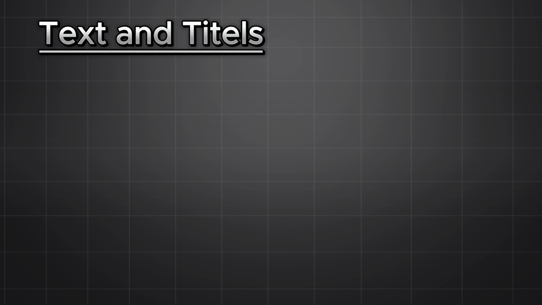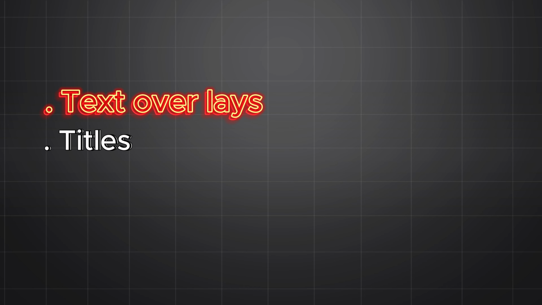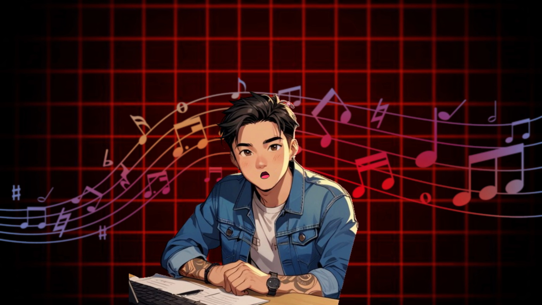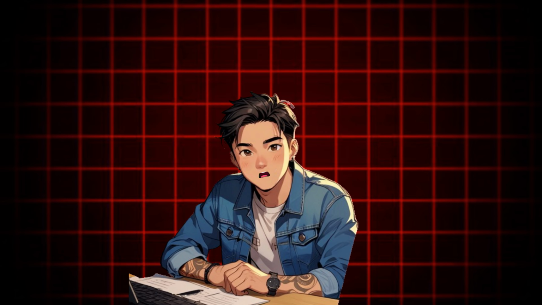Text and titles. Create stunning text overlays and titles with a variety of fonts and animations. Audio editing. Edit audio tracks, add background music, and sync audio with video effortlessly. Multi-layer editing. Work with multiple layers for more complex editing projects. These features make CapCut a powerful tool for creating professional quality videos.